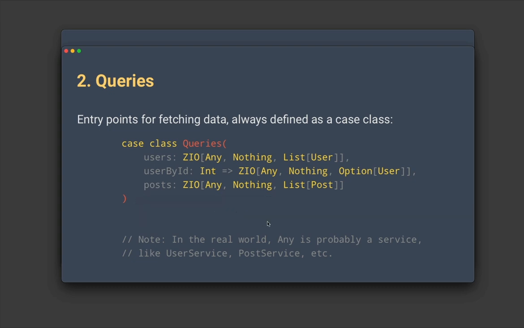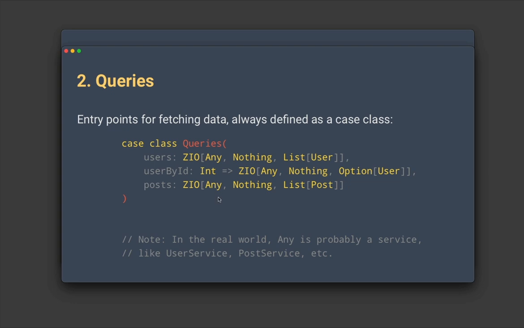Another thing that's really important is that in the real world, where you see these any values right here, those are probably going to be a service. So you probably have something like a user service and a post service. In these areas where you see the anys right there, those will probably be service implementations. So again, these are just slides. We're going to look at real world code in a little while.